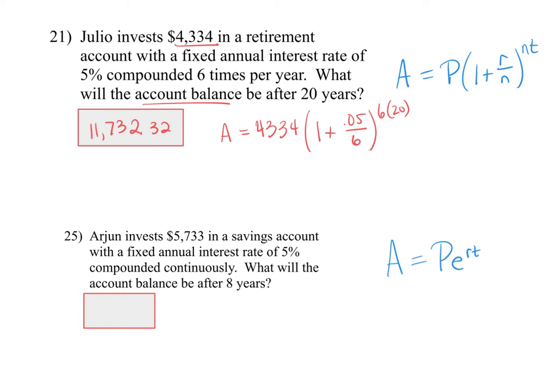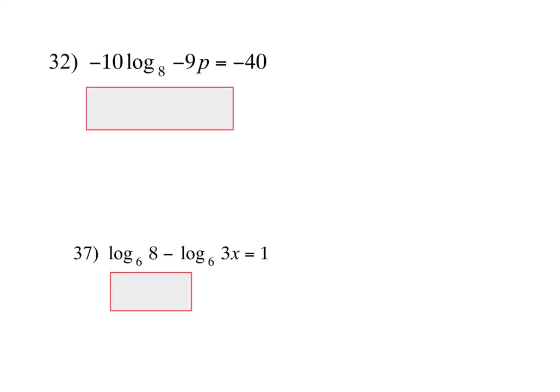The second one down here, they again are asking for account balance, so we don't know the account balance. We know we invest $57.33, e to the rate of 0.5, 8 years is what we're multiplying that rate by, $8,552.63. Solving equations. Remember, you have to have only one log here.